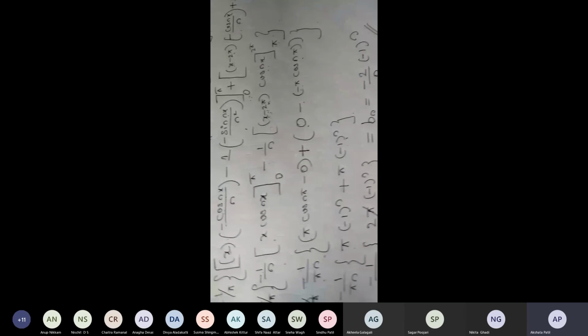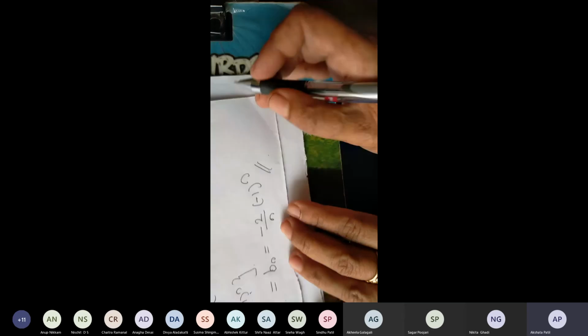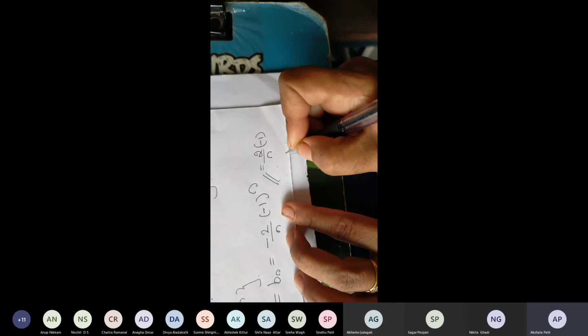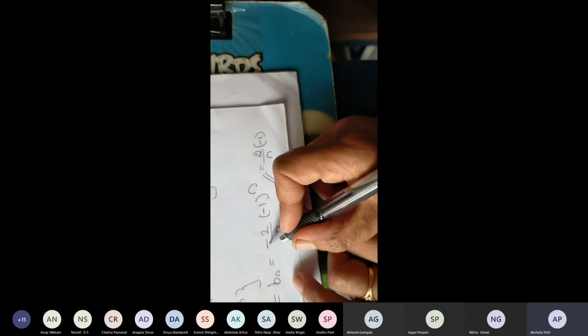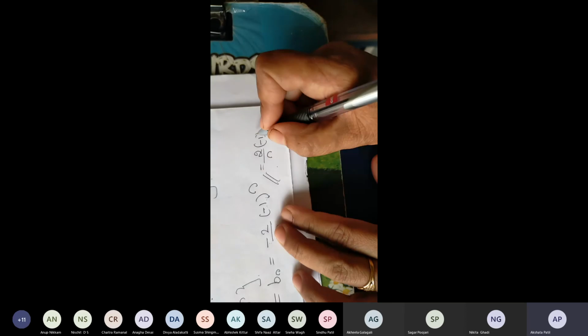Here we don't want the minus sign. Then what should I do? 2 by n, minus 1 into minus 1 raised to n. Here minus sign we don't want, means minus 1 into minus 1 raised to n. Is it minus 1 raised to n plus 1?